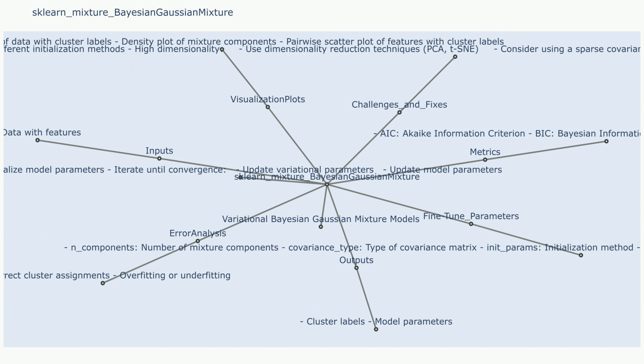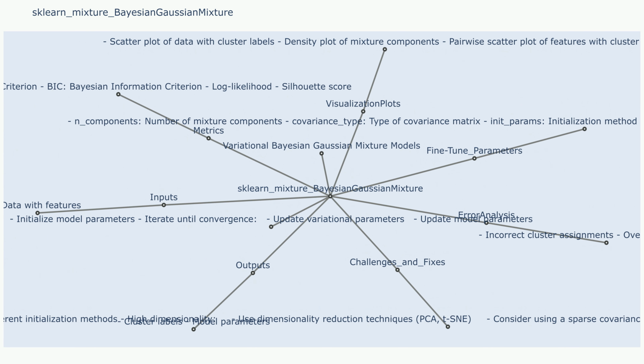within each cluster. Fine-tune parameters: n_components, the maximum number of components to consider. Weight concentration prior type controls the strength of the prior on the mixing weights, influencing the sparsity of the model. Options include Dirichlet process and Dirichlet distribution. Weight concentration prior, a float specifying the concentration parameter for the Dirichlet prior.